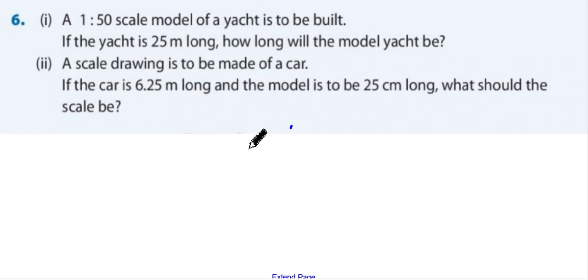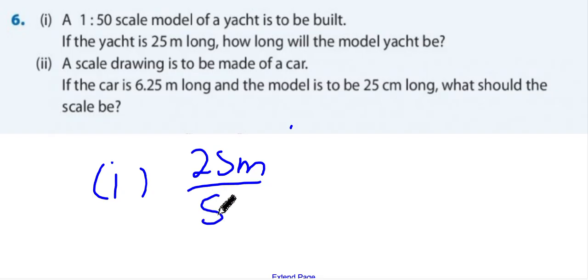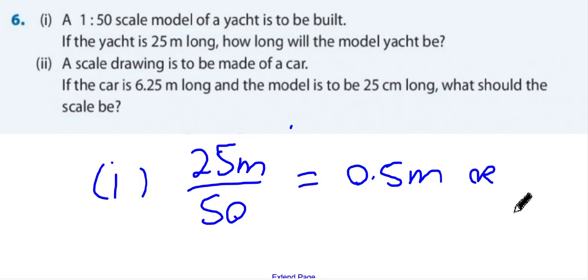Now, a 1:50 scale model of a yacht is to be built. If the yacht is 25 meters long, how long would the model yacht be? Well, the answer is 50 times smaller. So get 25 meters and divide it by 50. 0.5 meters or 50 centimeters.